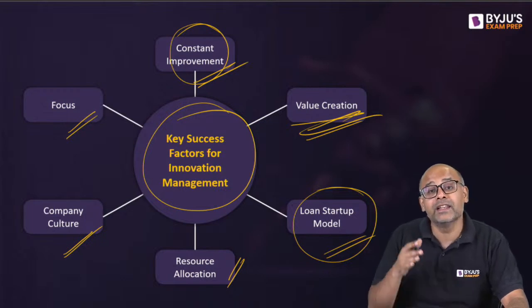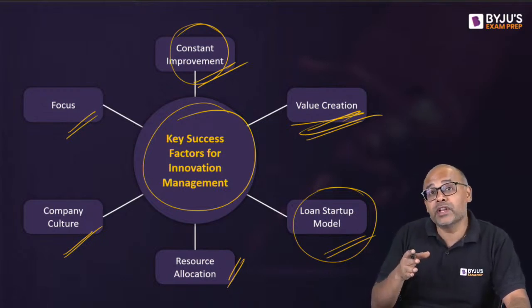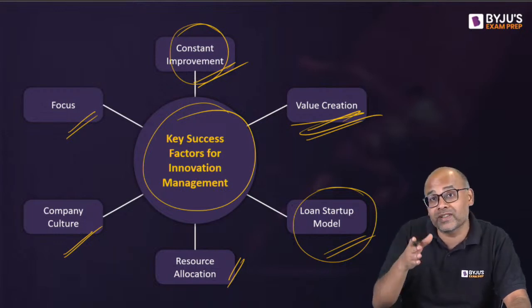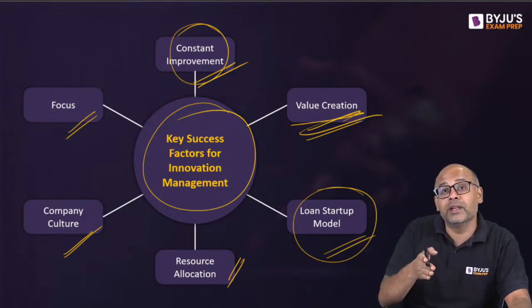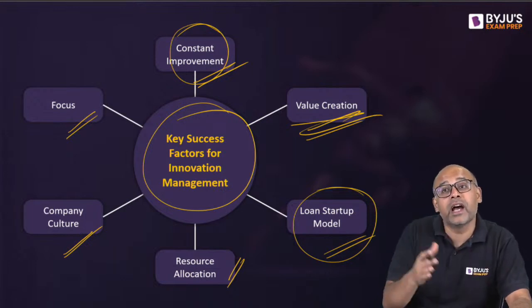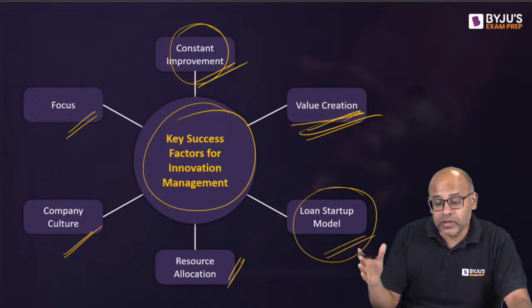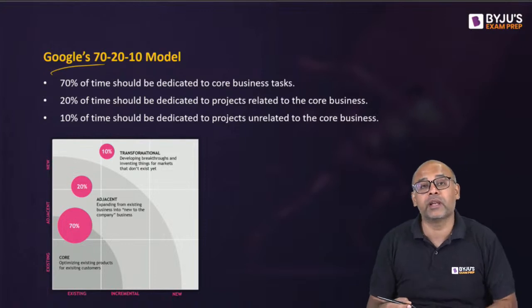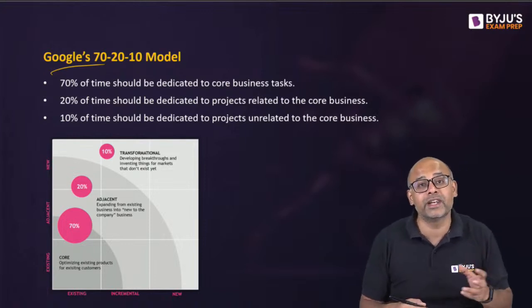Now I said there are certain companies which have done it the right way, or at least they're experimenting, trying to figure out the right way of drawing that line and making sure that people are not completely shut out from thinking, as well as they don't go bonkers. One such example is Google's 70-20-10 model. So what is this Google's 70-20-10 model?